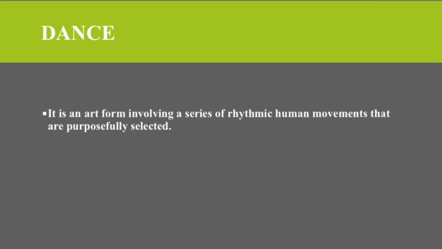Now let us define what is dance. It is an art form involving a series of rhythmic human movements that are purposefully selected. There is a difference between dance and movement, so it should be differentiated. In contrast to simple human movement or the utilitarian movement, dance involves a mindful effort to combine movements with dynamics, rhythms, and arts in order for these movements to flow together.